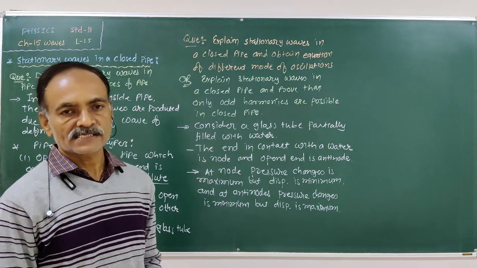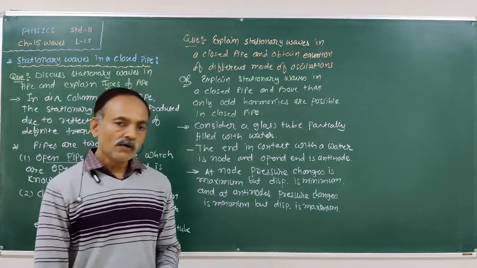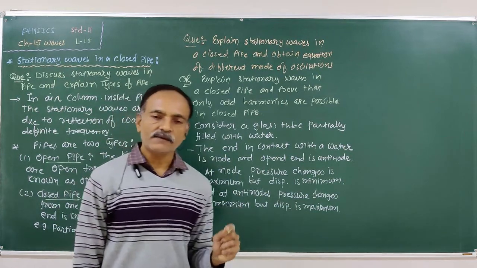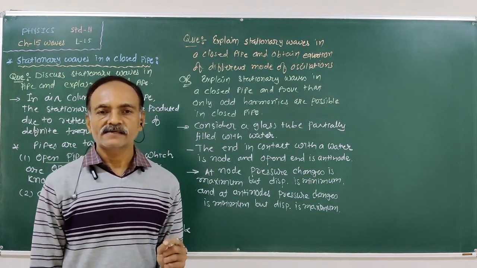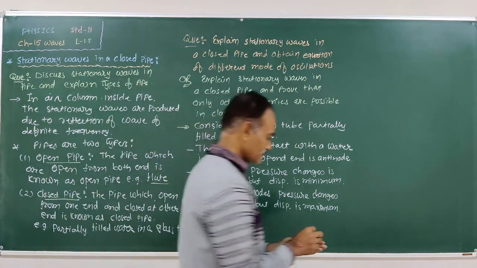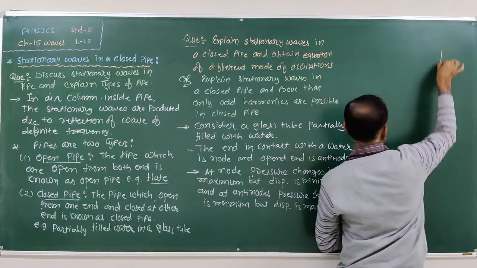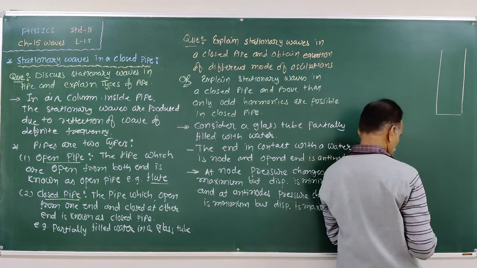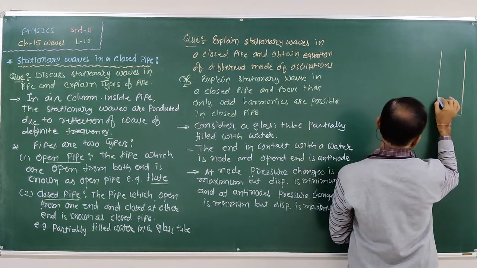Clear this? Okay. Now, here we consider a glass tube partially filled with water. So what happens is like this: there is the glass tube partially filled with water. Up to this level, it is filled with water.